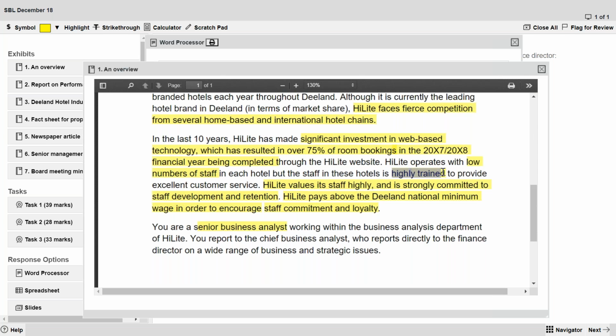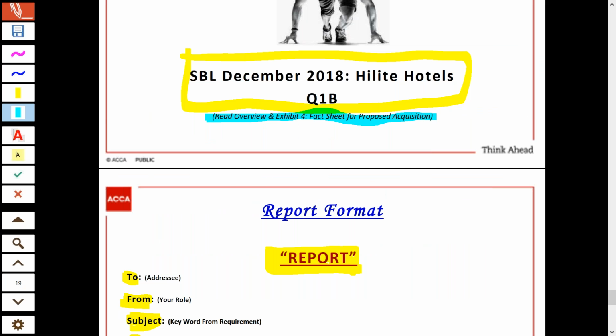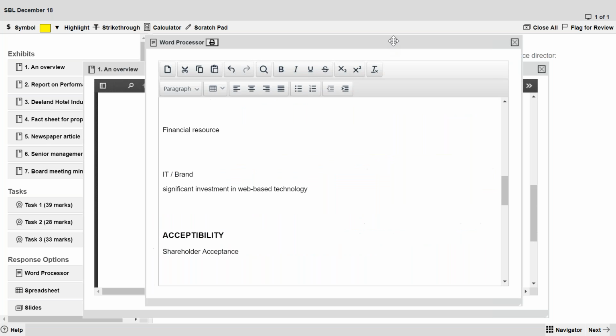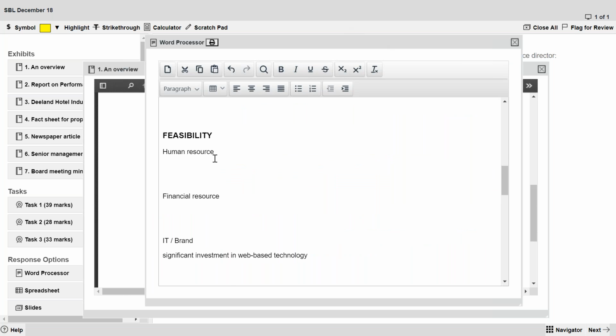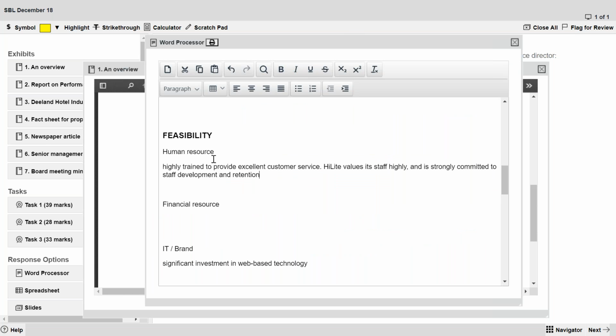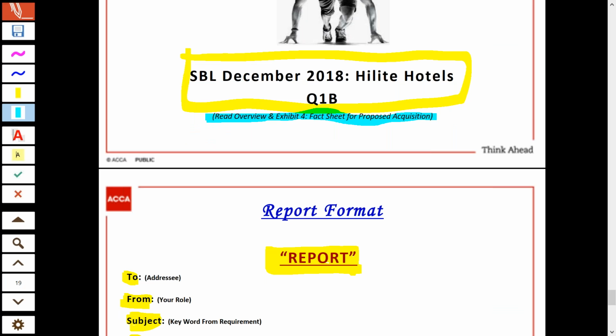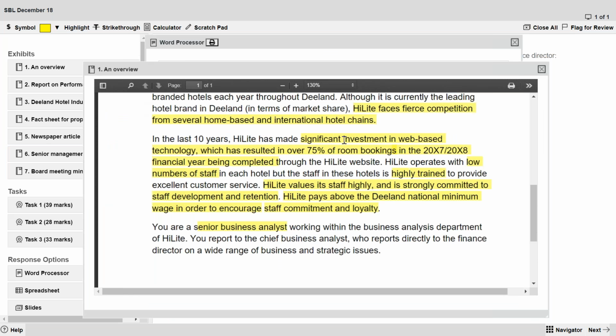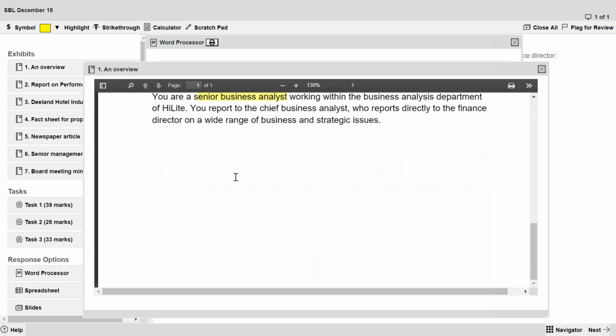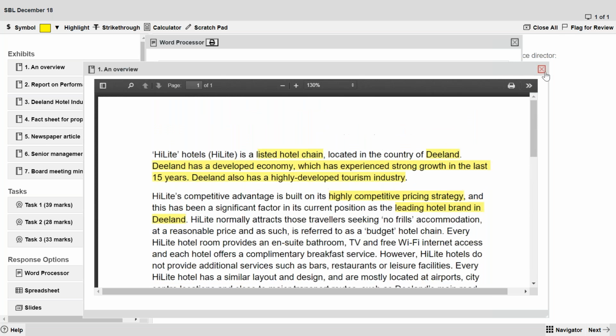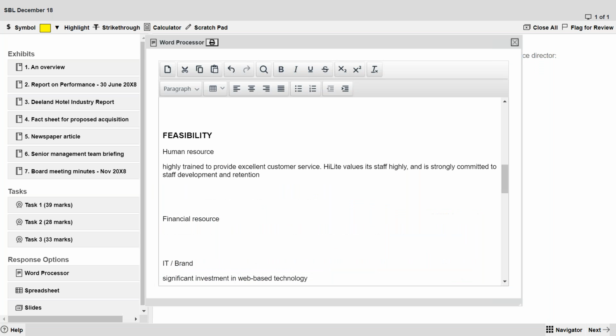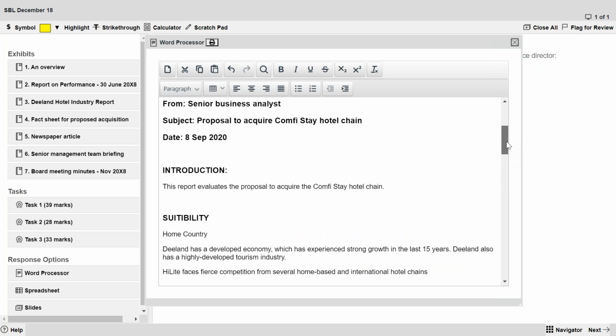Highly trained people. I can copy this, and where should I go? Highly trained people. Let me put it somewhere here, the human resource, and then in the end I will decide what to pick and what to delete. Done. So we are done with the overview, and based on the overview I will close the overview. We already found some basic information.